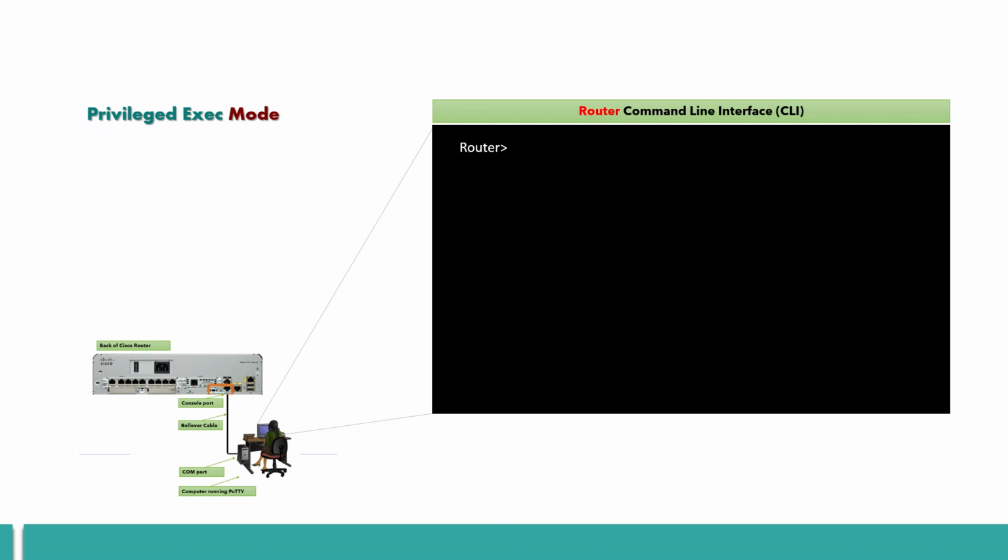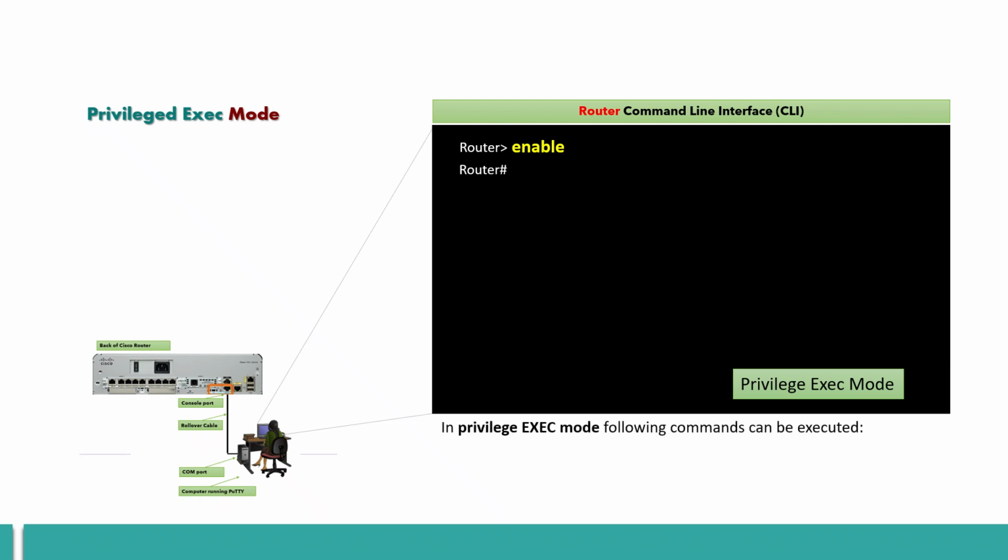After accessing user mode of the router, type enable and press enter to access privilege mode. Privilege mode has the following prompt: Router #. You can type question mark and press enter at privilege mode to observe all the commands that are available at this mode. Some of the most commonly used commands are configure terminal to access global configuration mode of the router.